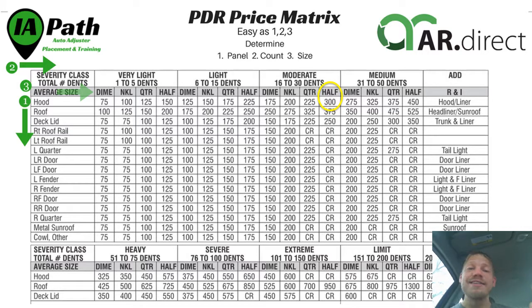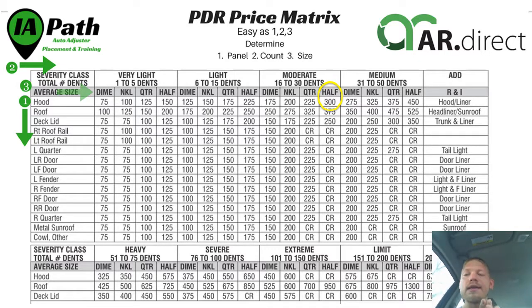So now going back to the matrix, number one, we get the panel. You see that on the left side, the number one, the arrow down, find your panel. Number two, you determine your dent count. Once you determine the dent count, then you go to the right. You see the arrow going to the right and find your category of dents. So let's say the hood has 17 dents and they're half dollar size. You see a yellow little circle there? $300. Okay, that's how you use a PDR price matrix.